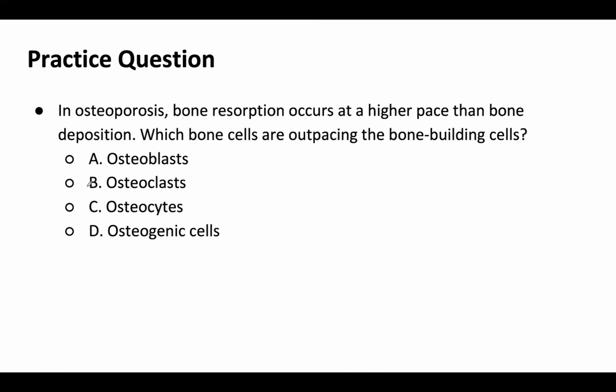My answer is going to be B, osteoclasts. So osteoclasts are the cells that break down bony extracellular matrix, or bone resorption. And in osteoporosis, bone resorption occurs at a higher pace than bone deposition. So bone homeostasis is off in this case. Osteoblasts are the bone builders. They are the cells that are being outpaced in osteoporosis, so not correct. Osteocytes are the mature bone cells. They are not bone builders or responsible for bone resorption. And then osteogenic cells are the stem cells that will differentiate into osteoblasts.